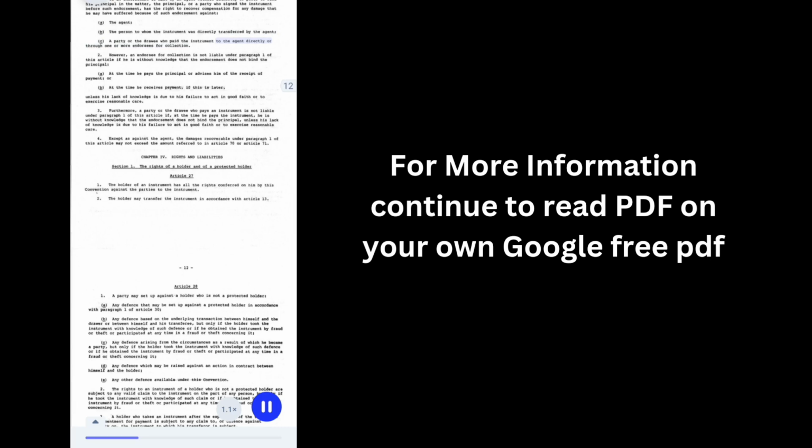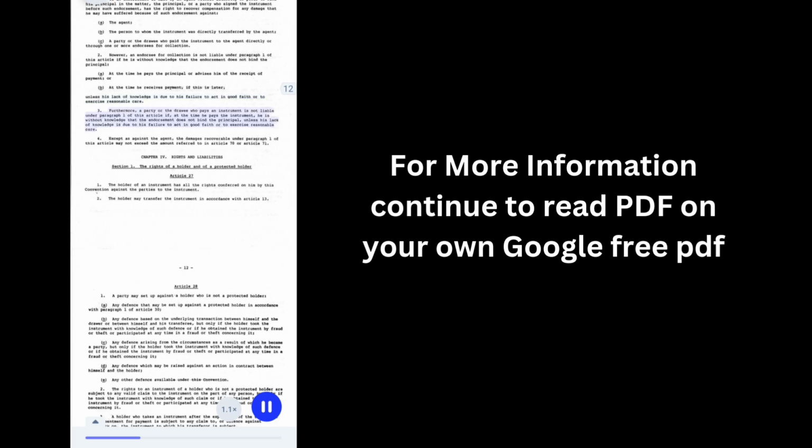To the agent directly or to. However, an endorsee for collection is not liable under paragraph 1 of this article if he is without knowledge that the endorsement does not bind the principal at the time he pays the principal or advises him of the receipt of payment, or at the time he receives payment, unless his lack of knowledge is due to his failure to act in good faith or to exercise reasonable care.